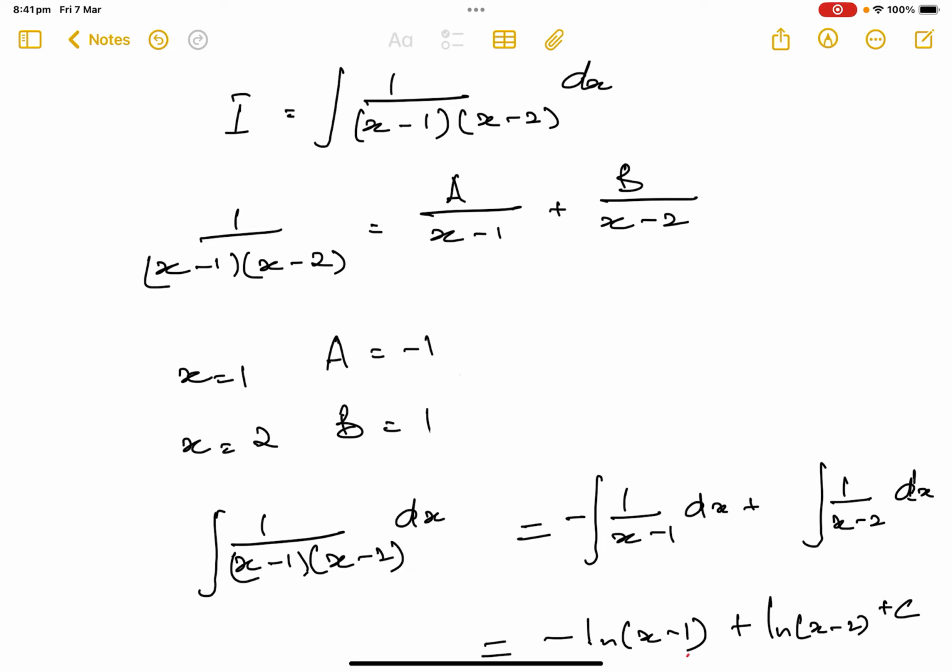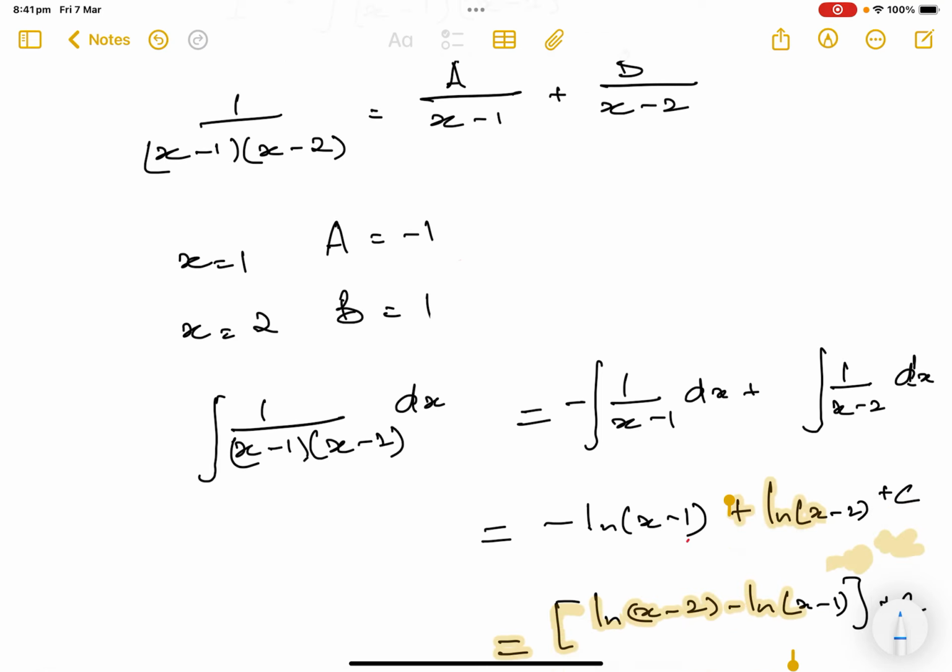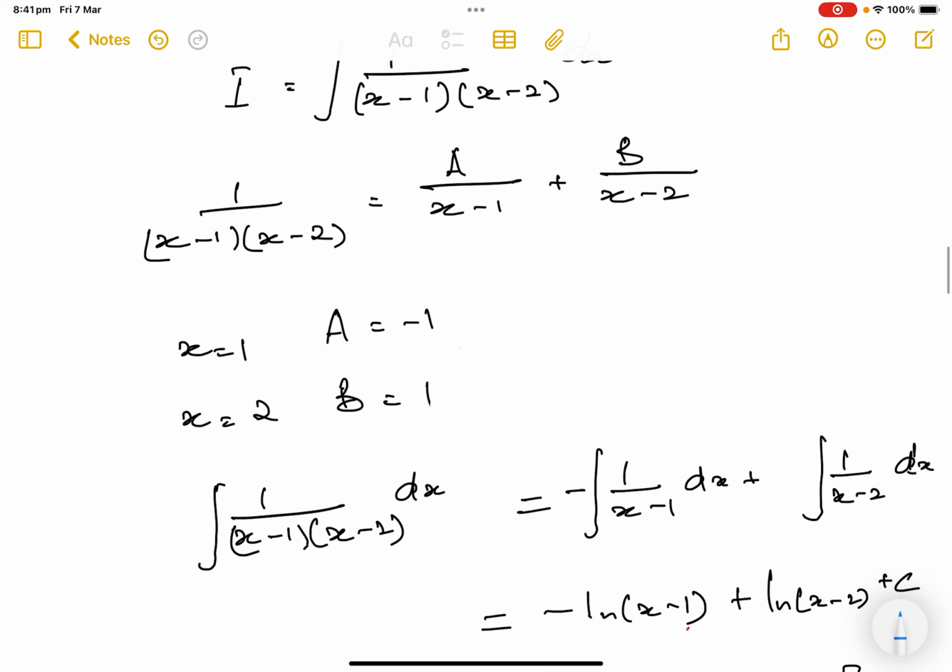So to find a, the denominator of a is x minus 1. If x minus 1 is 0, then x equals 1. So on the left-hand side, cover that x minus 1 and substitute the value x equals 1 in x minus 2. So 1 over 1 minus 2, which is 1 over minus 1, which is minus 1. A is minus 1.